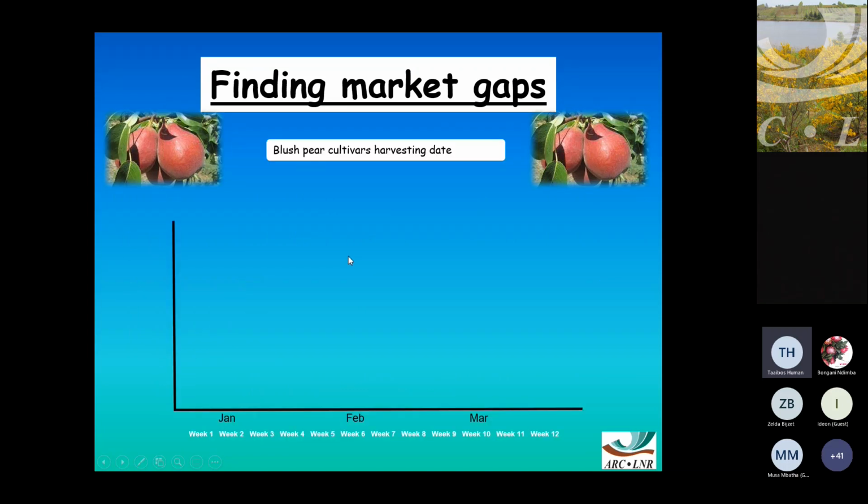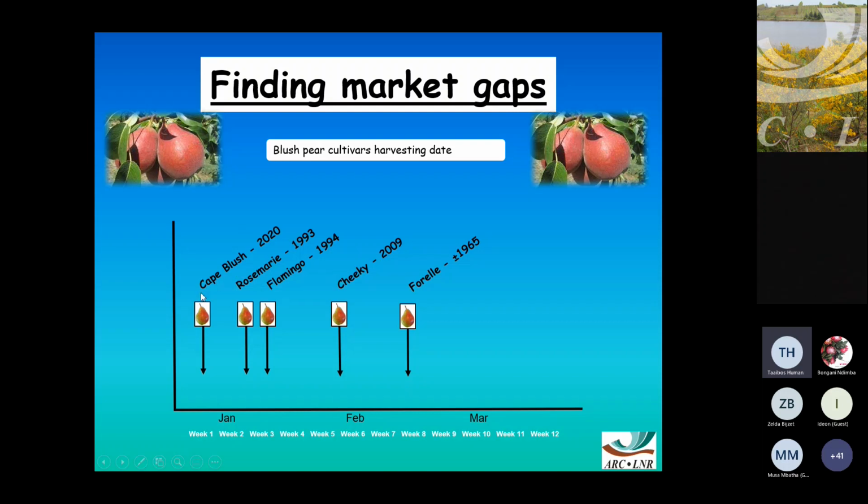Finding market gaps for plant breeders is quite important. Around 1965, South Africa had only one blush pear with the name of Forel. But then the ARC started breeding, and we released a variety in 1993 that was harvested early. We followed with another one, which was harvested later on. And in 2009, we released Cheeky, which filled the gap between these varieties. And in 2002, we released a new variety called Cape Blush. So now it is important that there's a long harvesting period, so you can supply the overseas market with blush pears for much longer than was previously possible.